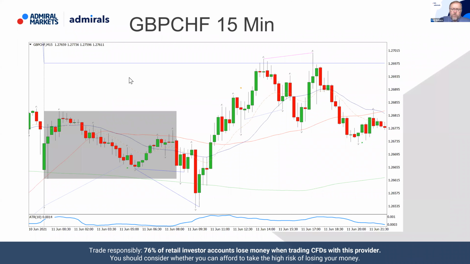So here's another example. I want to show a couple of different examples. This is the pound against the Swiss franc, 15-minute chart once again. You can see the gray area is the Asian session here. We've got the previous day's high here. Price starts off the day not terribly exciting, but then it trades its way up to the previous day's high.